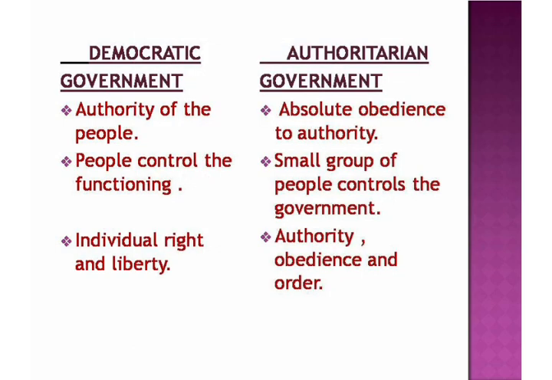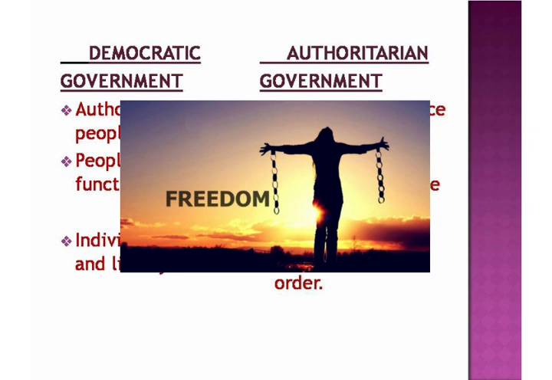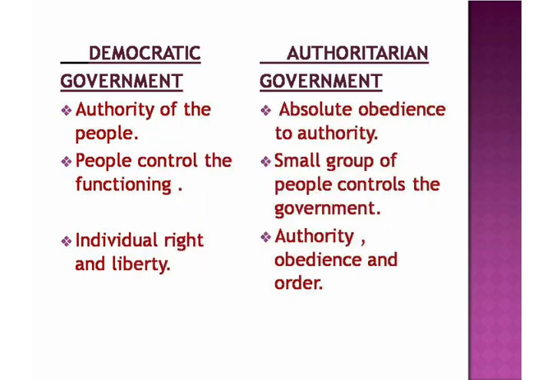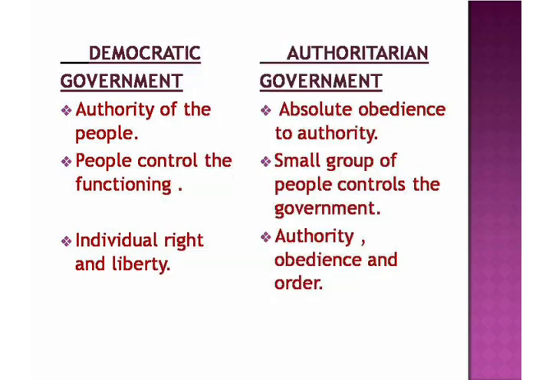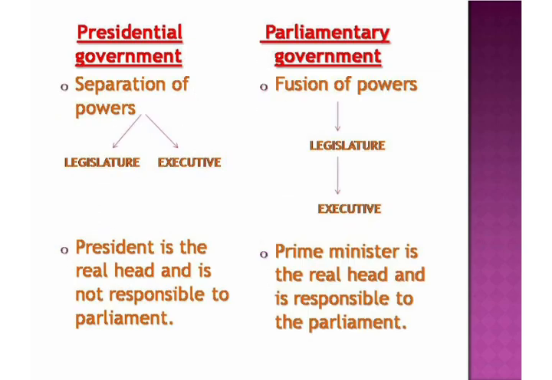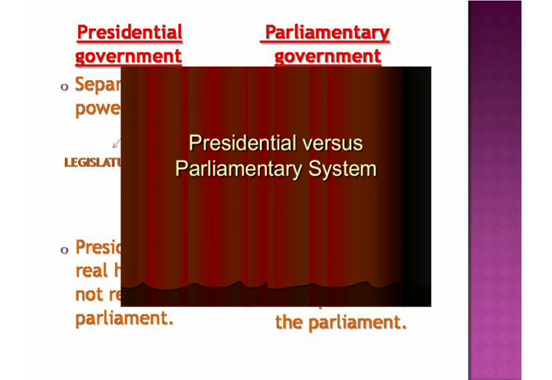In democracy, individual rights and liberty of people are important, while in authoritarian, authority, obedience, and order play an important part. Next form of government is presidential and parliamentary system of government.